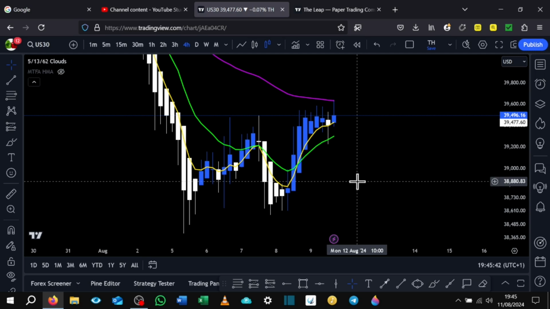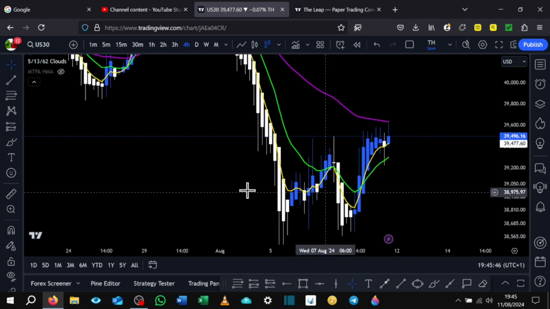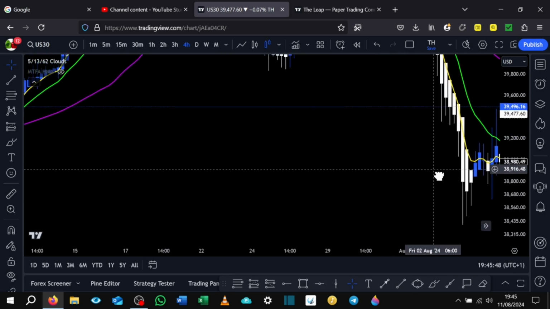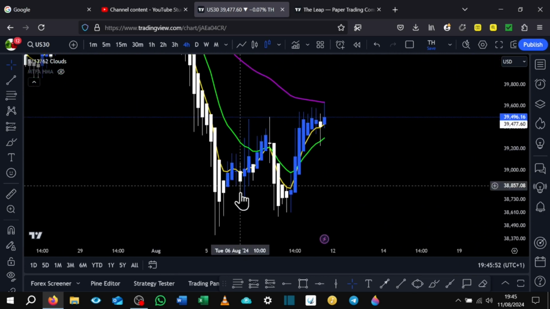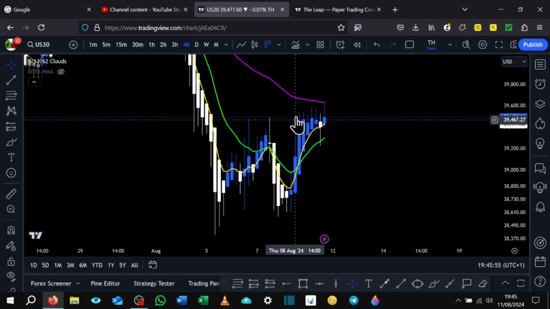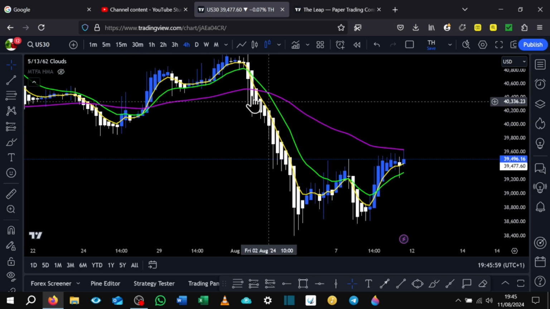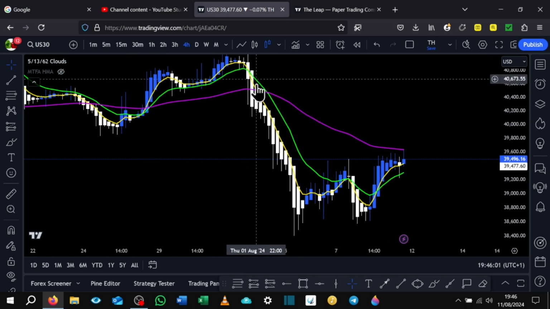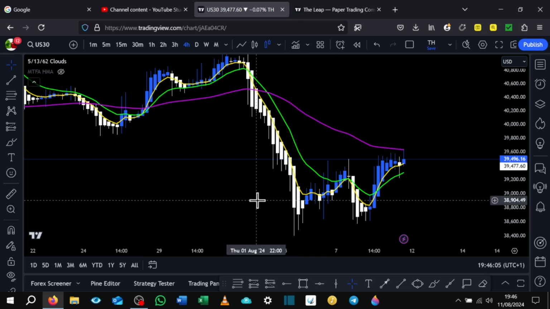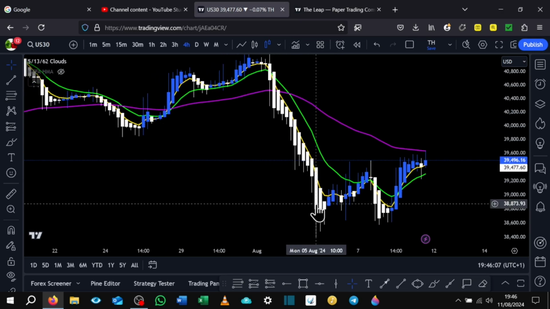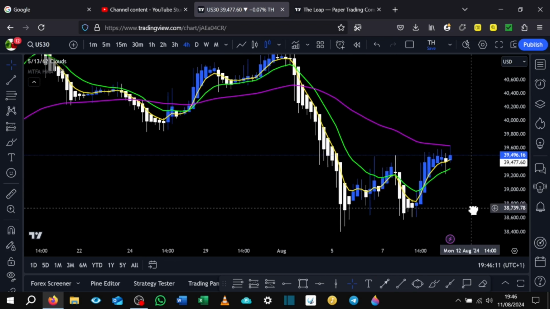But anyhow, let's dive straight into this strategy. I did call for a buy. I was bullish on US 30 around here. I was expecting price to go on a bullish run because we've been on a massive bearish downtrend for quite a long time. There's a lot of imbalance to be filled, so I was expecting a bullish run.